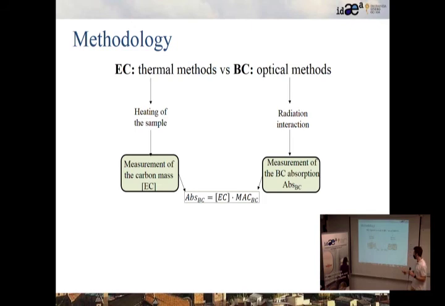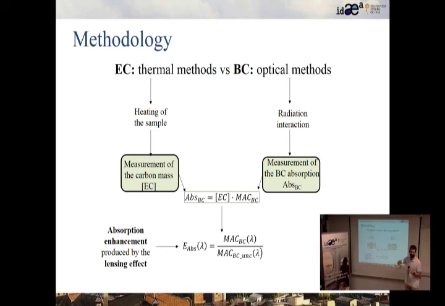Then we have the absorption enhancement, this lensing effect, which is the observed mass absorption cross-section from the measurements we have carried out, divided by the theoretical uncoated mass absorption cross-section of black carbon. This has been studied theoretically, and it's said to be 7.5 at 550 nanometers. But we extrapolate this to 880 nanometers, which is more in the infrared, so we are just measuring internal mixing, because there are other things going on at shorter wavelengths.